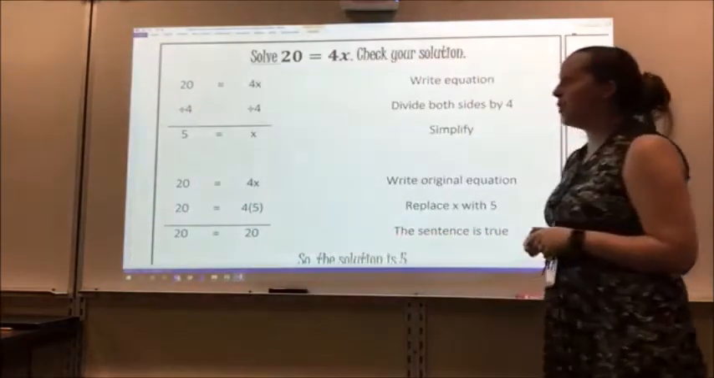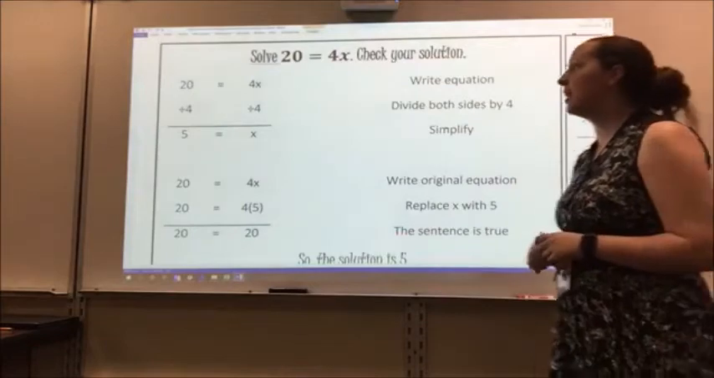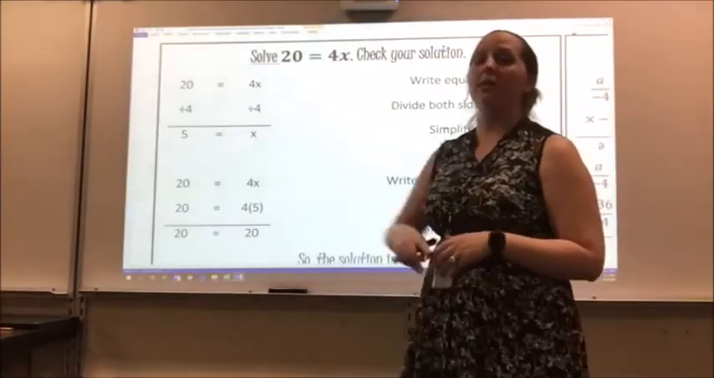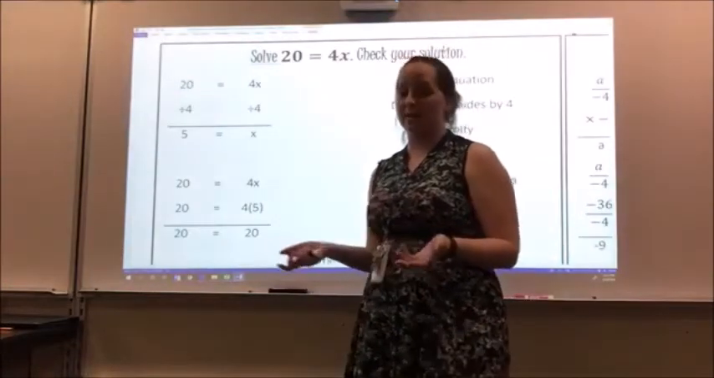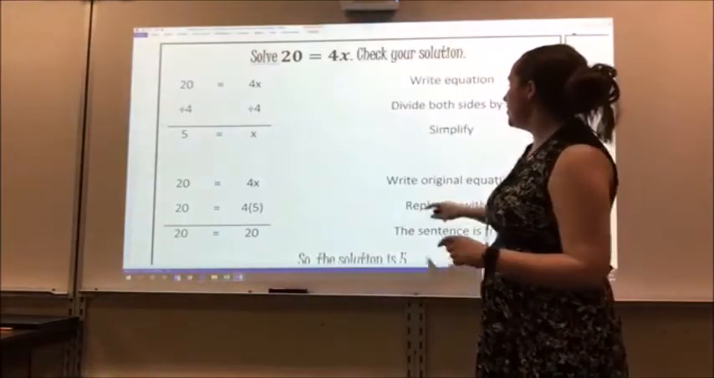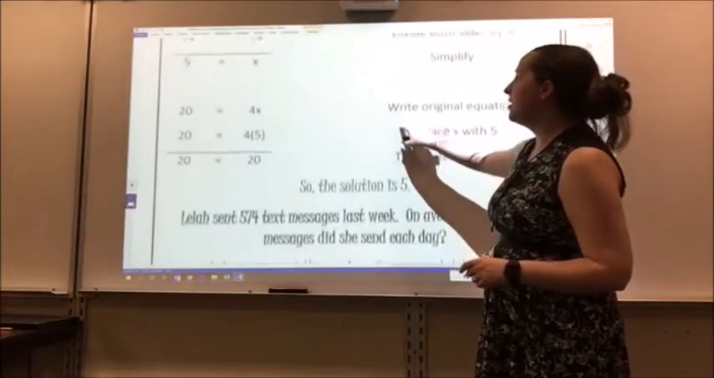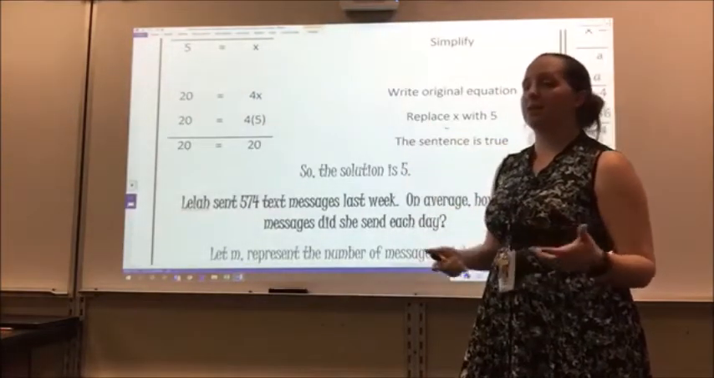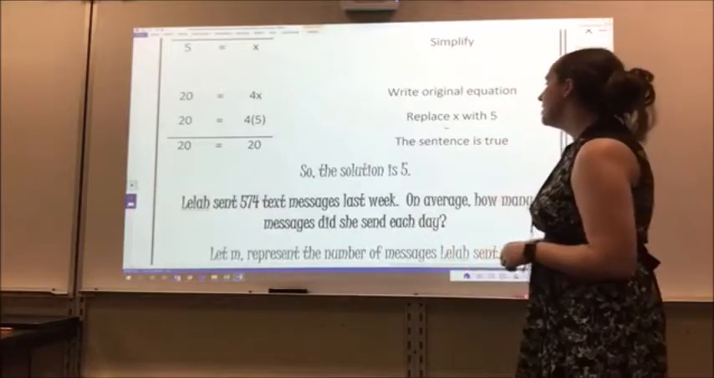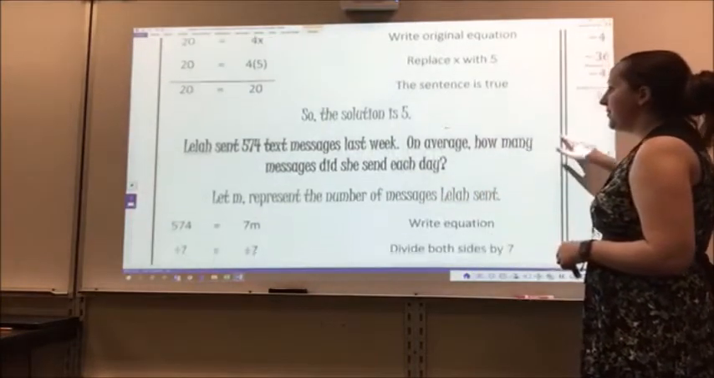4x divided by 4 gives me x, okay? Remember, 4 divided by 4 is 1, so you can write just x. X has a coefficient of 1 unless it states otherwise. Then you can double check by replacing or substituting in 5 for x. So 4 times 5 does equal 20, so it is correct. So the solution is 5, okay?